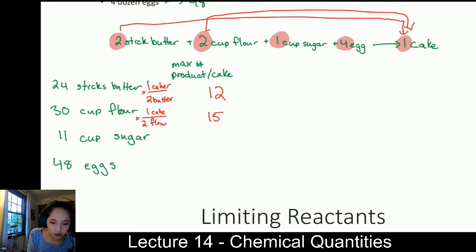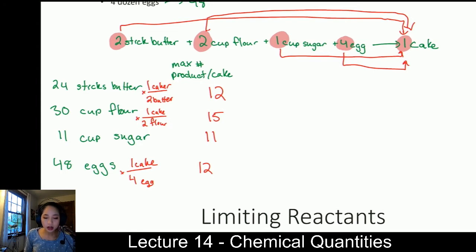11 cups of sugar, so it's a 1-to-1 ratio. So 11 cups of sugar can make 11 cakes. And then finally, 48 eggs. 4 eggs will make 1 cake, so I can make 12 cakes with that amount of eggs. So those are the maximum amounts of cakes you can make from these different ingredients.